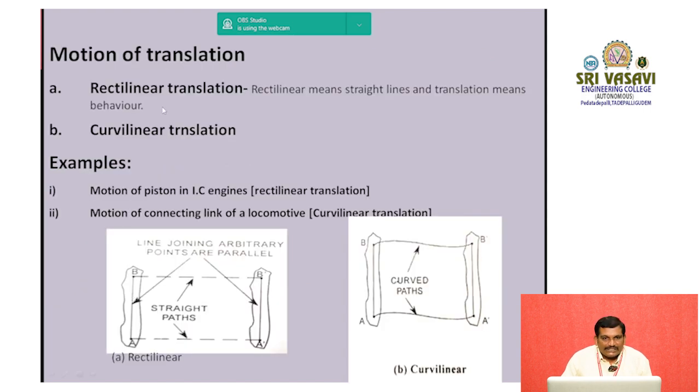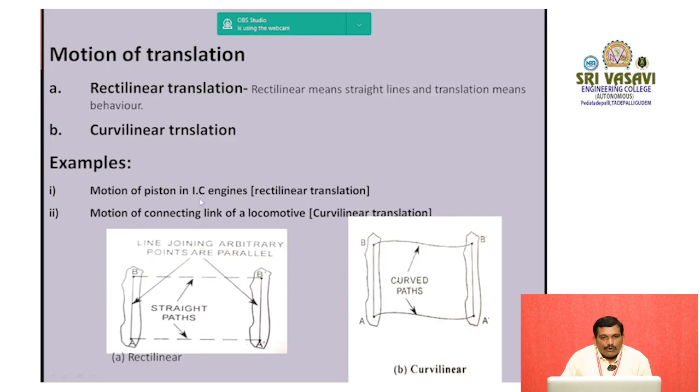Coming to motion of translation, in translation all the particles move in parallel paths, and the straight lines joining arbitrary points on the body remain parallel throughout the motion. See here the types of translations, rectilinear translation and curvilinear translation. In rectilinear translation, all the paths are straight lines. If the paths are curved lines, then the motion is said to be curvilinear translation.